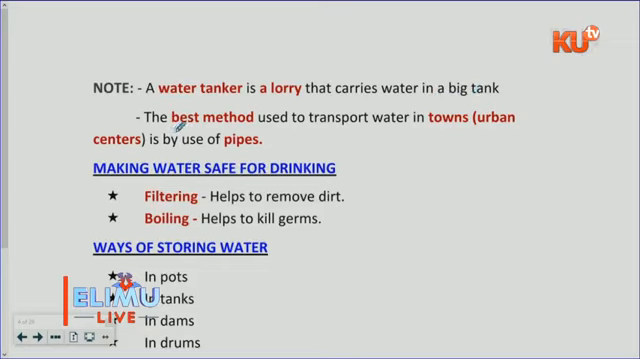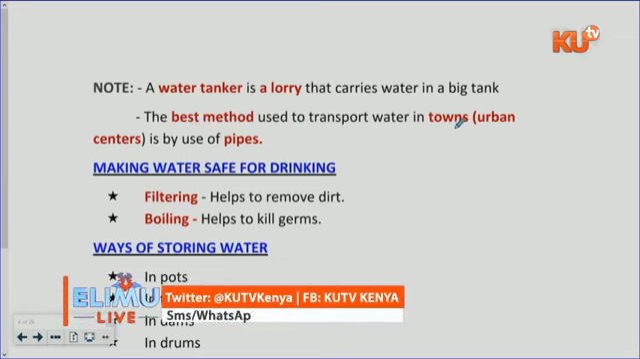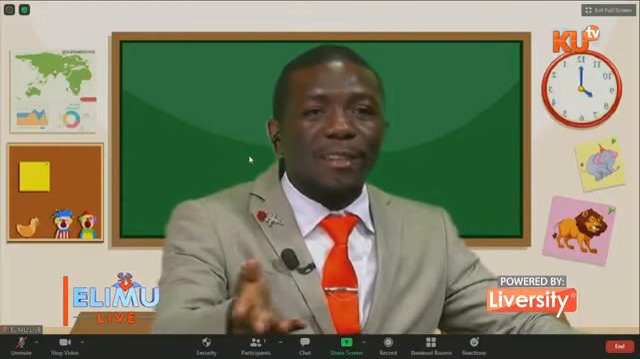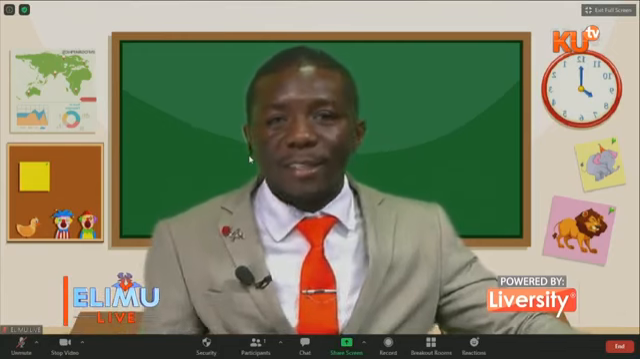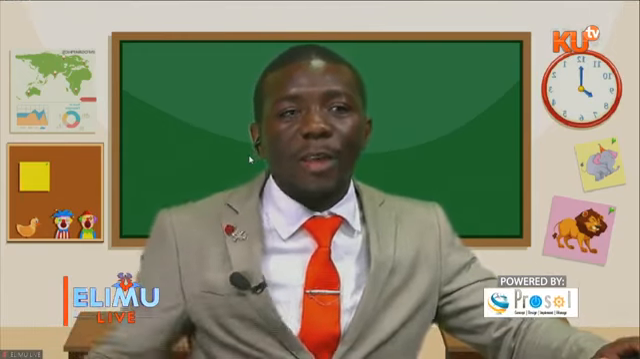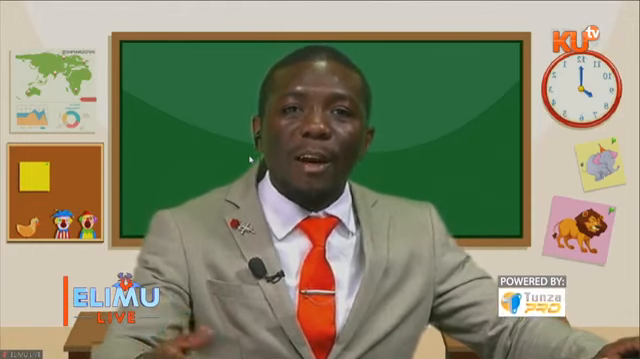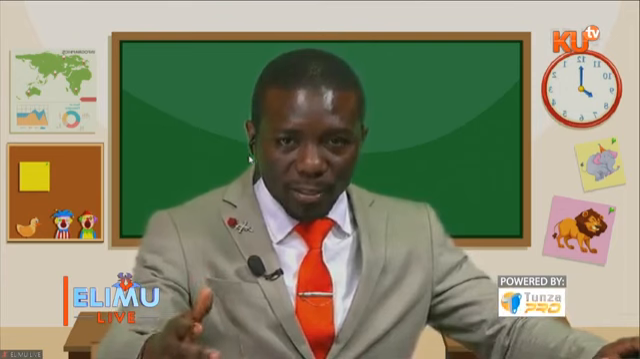The second point to note, if you're a candidate or any learner: the best method used to transport water in towns, the other name for towns is urban centers or urban areas, is by use of pipes. And the best method used to transport water in rural areas is by use of animals. Remember, people carry water on their heads. We can carry it using our hands. Some communities carry on their backs. Or you can even use animals like donkeys and oxen. So use of animals is the best in rural areas.